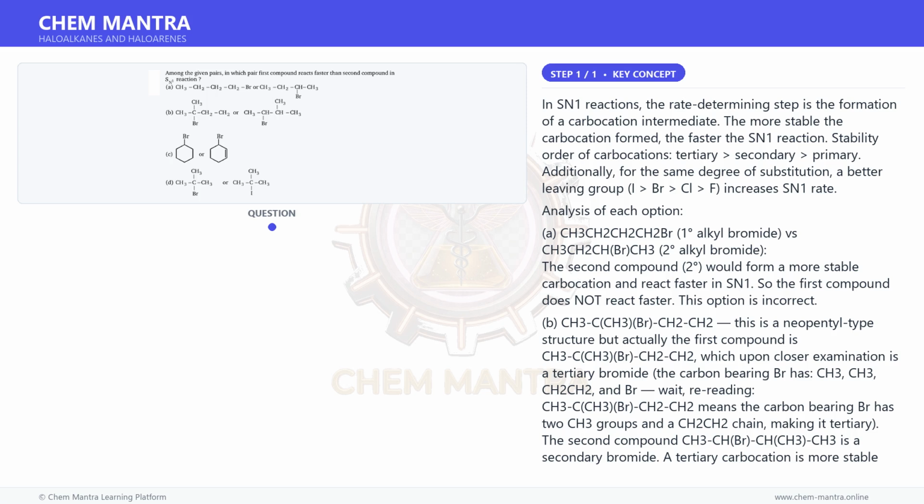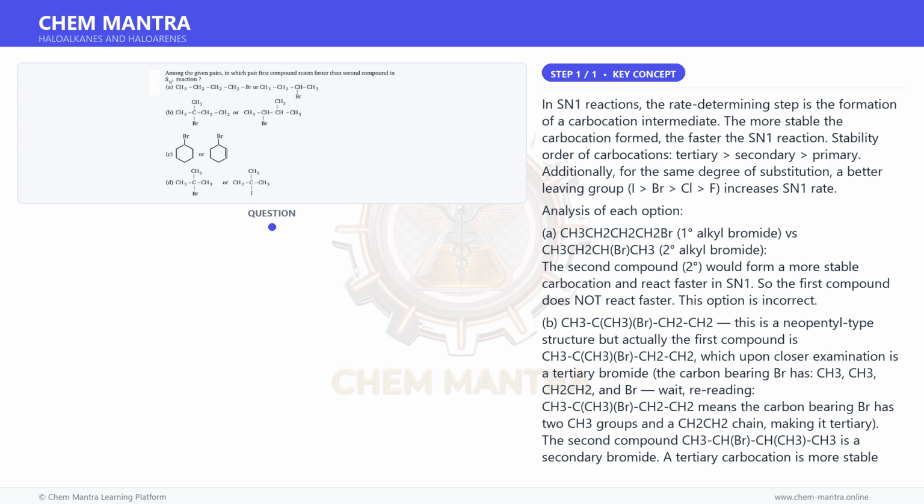In SN1 reactions, the rate-determining step is the formation of a carbocation intermediate. The more stable the carbocation formed, the faster the SN1 reaction. Stability order of carbocations: tertiary, secondary, primary. Additionally, for the same degree of substitution, a better leaving group (I, Br, Cl, F) increases SN1 rate.